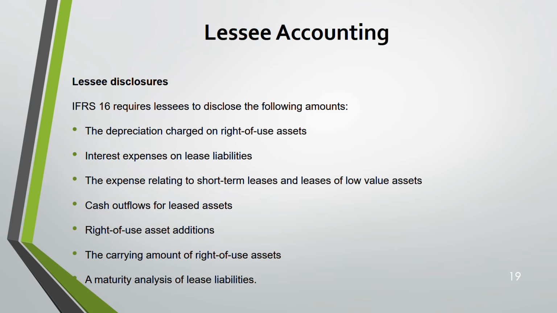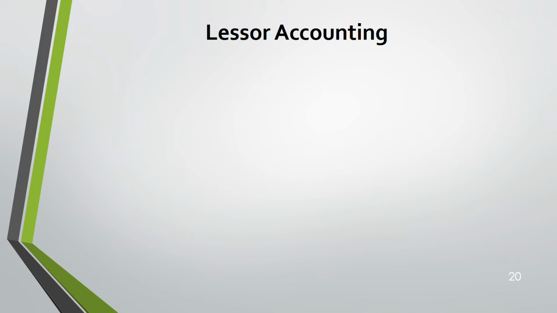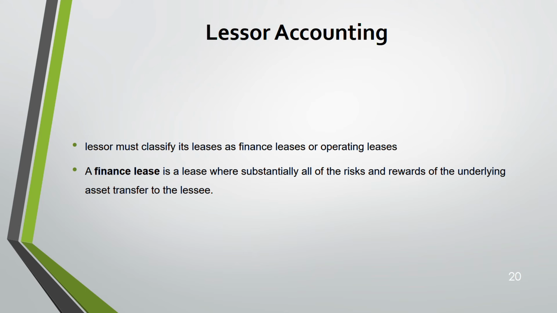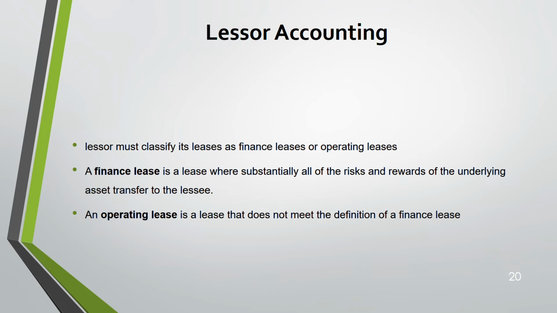Okay. Next. So that's it with lessee accounting. We are done. We will be moving forward to lessor accounting. So we are just over with lessee accounting. Now it's lessor. Here, the lessor needs to classify leases as finance or operating leases. It's a finance lease when risks and rewards of that asset transfer to the lessee. And it's an operating lease if it does not meet the definition of a finance lease. That means risks and rewards still stay with the lessor. Then it's an operating lease.